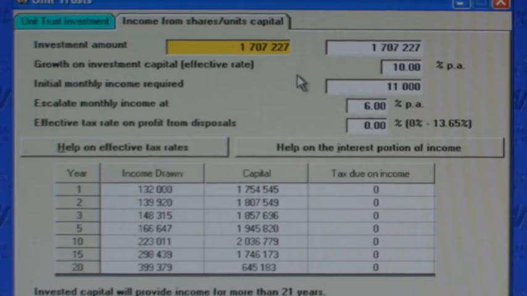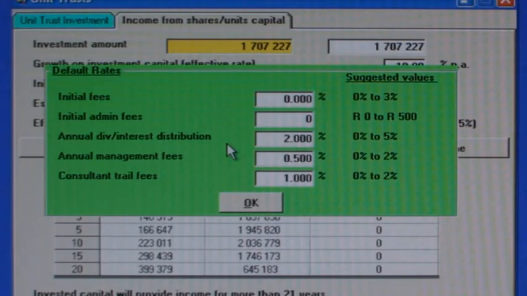Let's have a look at the default rates in this calculator. I think most brokers will go along with the costings and fees I'm using here, but you can change these settings in the calculator to whatever you wish.